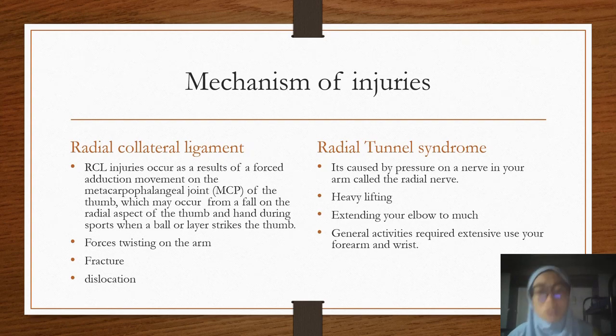Radial tunnel syndrome. It is caused by pressure on a nerve in your arm called the radial nerve. It also is caused by heavy lifting, extending our elbow too much, and general activities that require extensive use of our forearm and wrist.